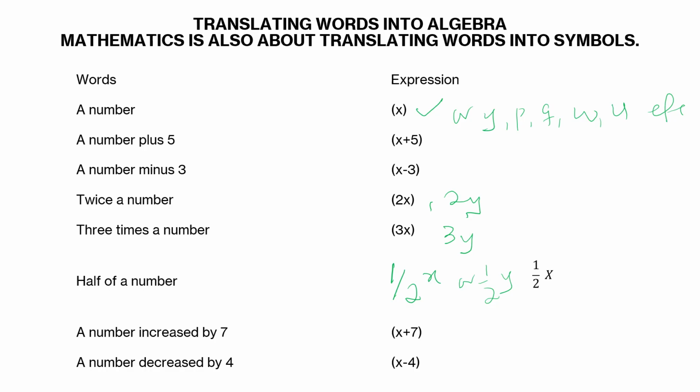A number is increased by 7. It means x plus 7. Though you can also have 7 plus x because addition is commutative. A number decreased by 4 is x minus 4. You cannot change and make it 4 minus x because subtraction is not commutative. So there's a difference between 4 minus x and x minus 4. Take note of that.